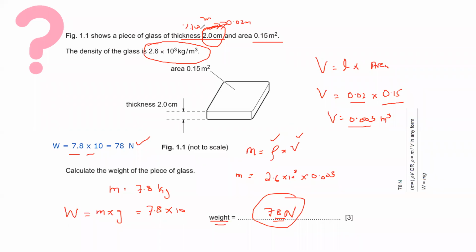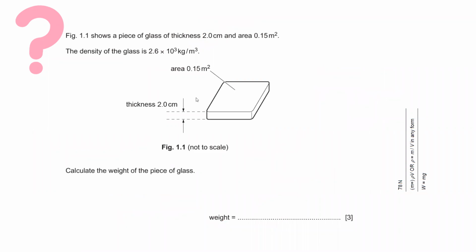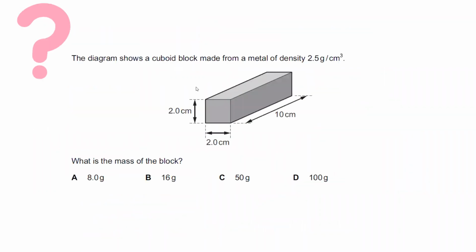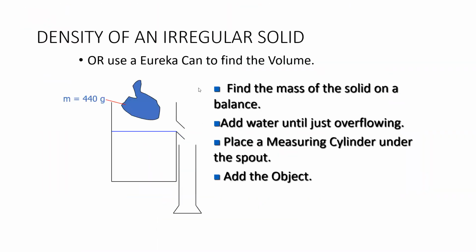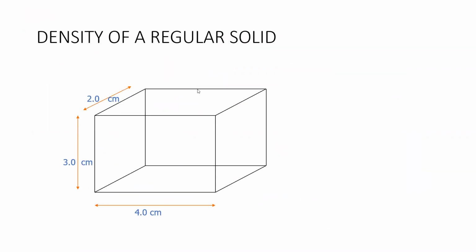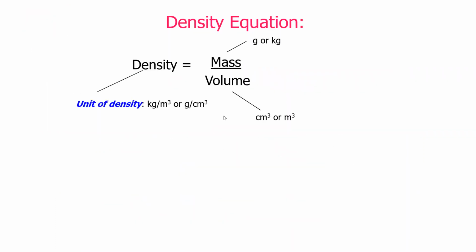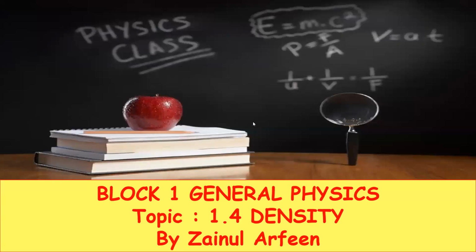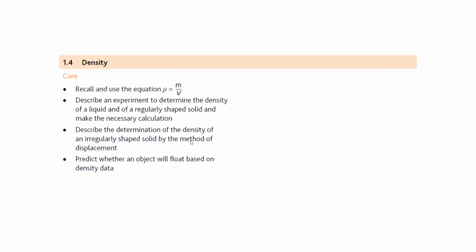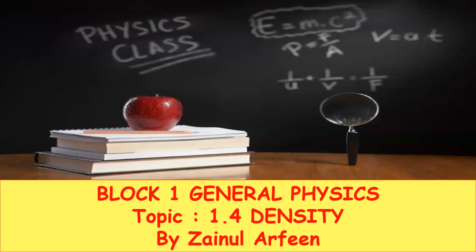So we completed this topic as well, which is about density, Topic 1.4. We discussed the definition of density, and how we use different formulas to calculate density, mass, and volume. We discussed experiments to find the density of regular and irregular solids, and the density of a liquid, as well as predicting whether an object will sink or float.